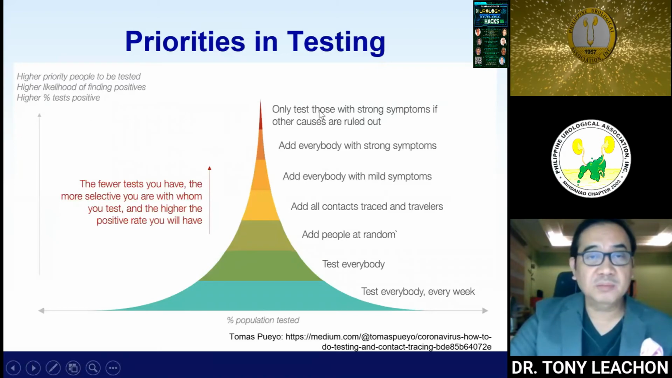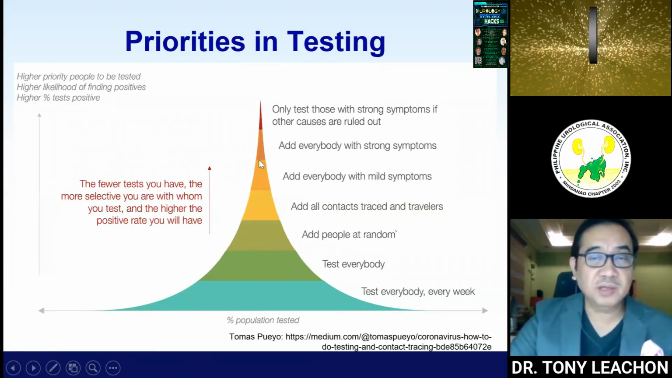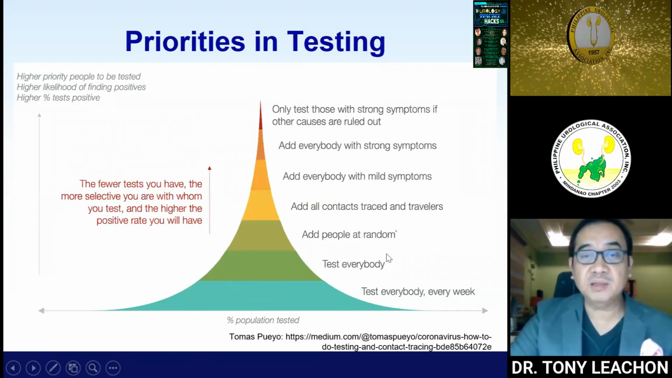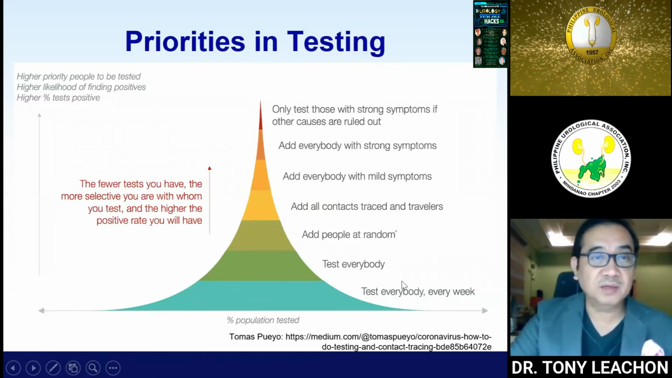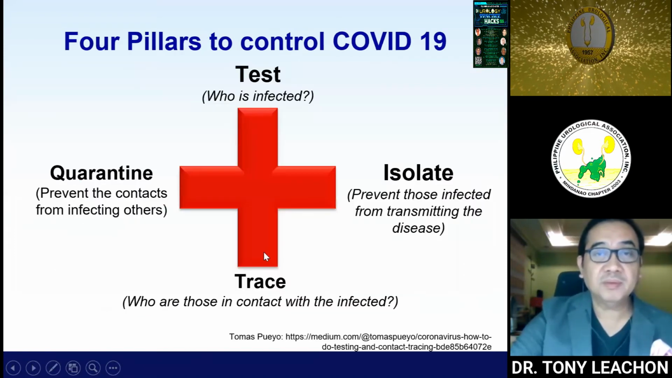Now, during the time of the first surge in January, February, the government tested only those with strong symptoms, those particularly the healthcare workers and those working in crowded places. But right now, the mandate is to test everybody and test everybody every week, so that we'll be able to understand the magnitude of the problem.